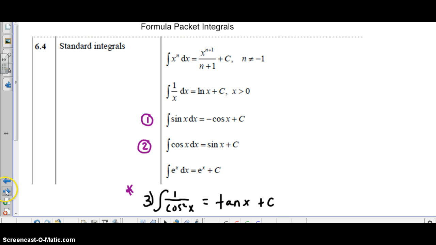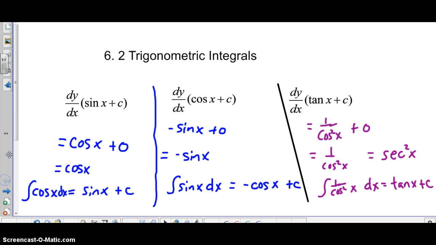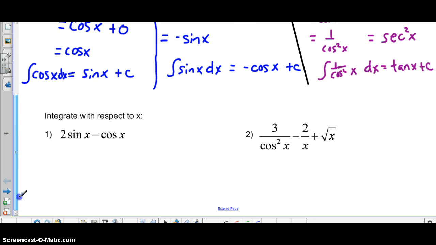Okay, let's practice a couple of these. So I just have a couple examples, and remember the directions can be written several different ways. And here's the words written in words: integrate with respect to x. So example number 1. Let's go ahead and take the integral of 2 sine of x minus cosine of x with respect to x.